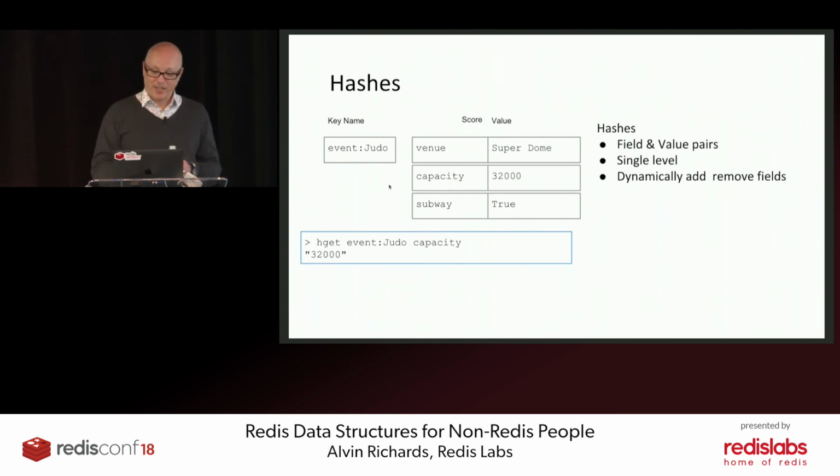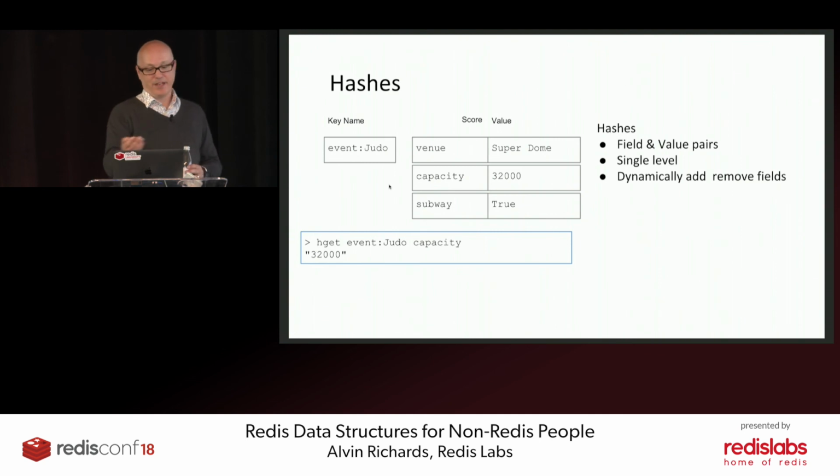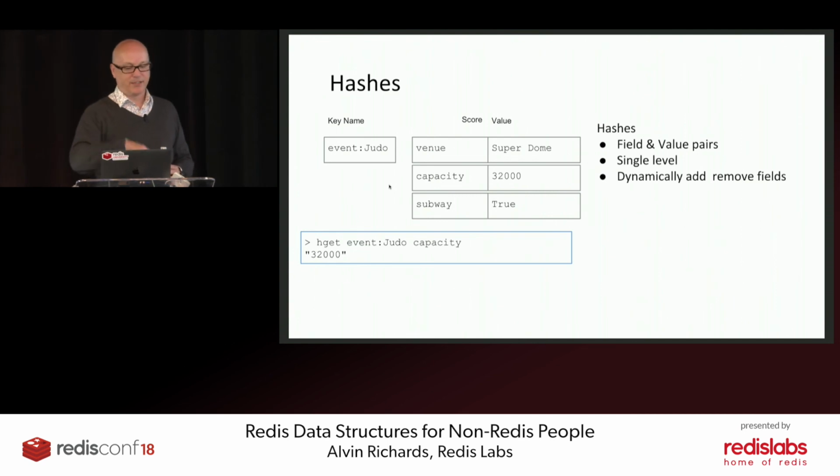Finally, hashes. The easiest way I think to think of a hash is it's a mini key value store within a key. So I've got a key here of event judo, and within that I've got pairs of fields and values: venue of Superdome, capacity of 32,000, subway, it's on the subway line. So you can store this single level of hierarchy of values within a key. You can add and remove those fields dynamically. So I've got 3 fields in there at the moment. I can add another 2 fields now, and 5 minutes later I can remove one of those fields.